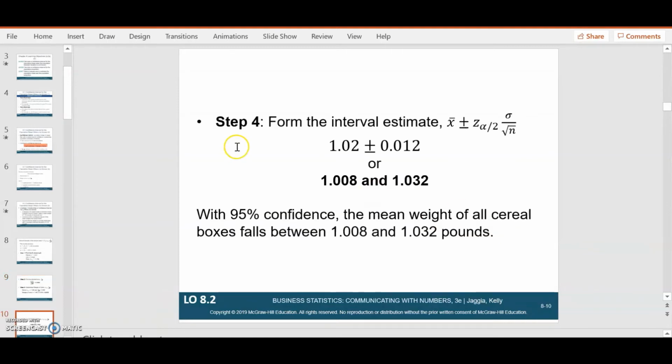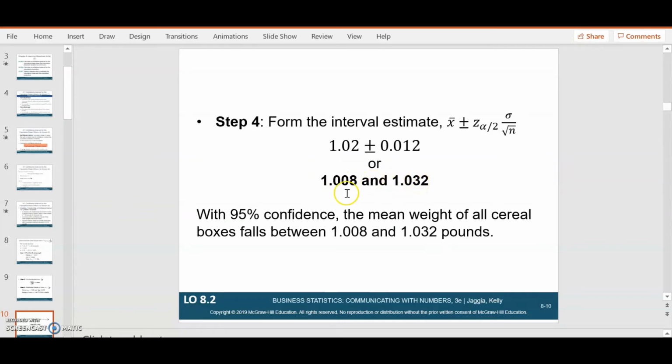So step number 4 is to form the interval estimate by adding or subtracting the margin of error to or from the point estimate, or the sample mean based on our question. We know that the point estimate, the sample mean, is equal to 1.02, and our margin of error is equal to 0.012. So the interval estimate will be 1.008 and 1.032.